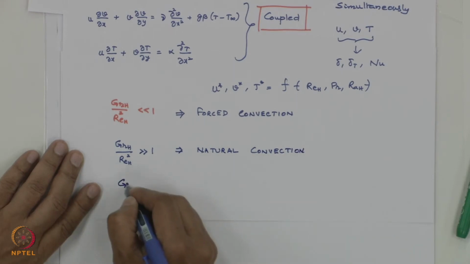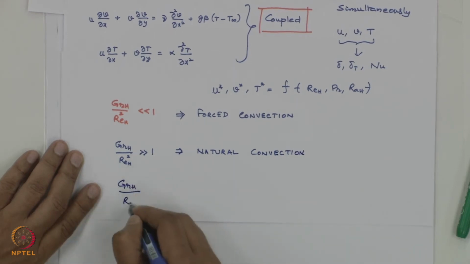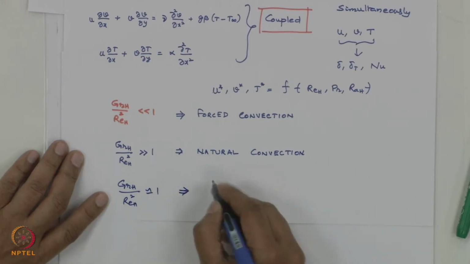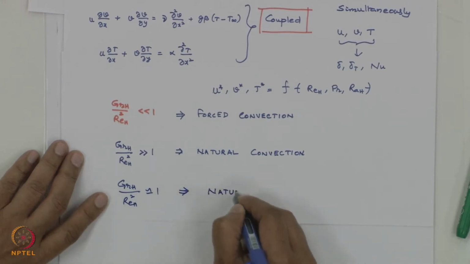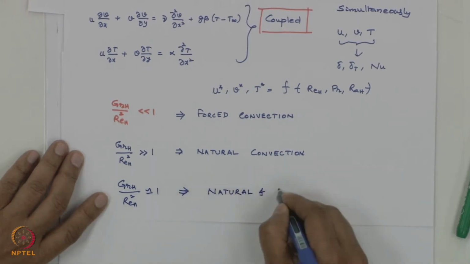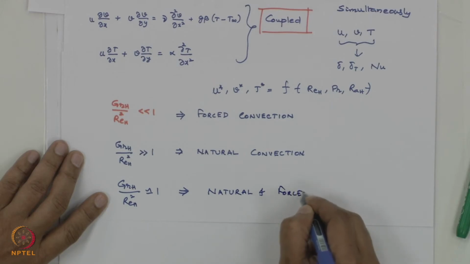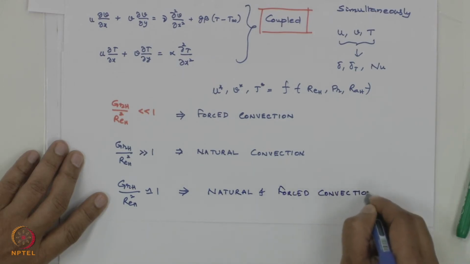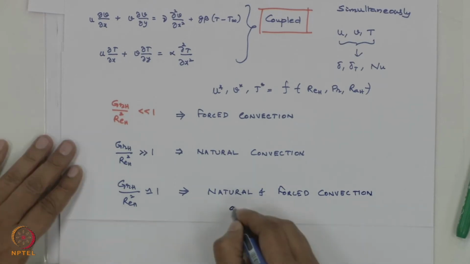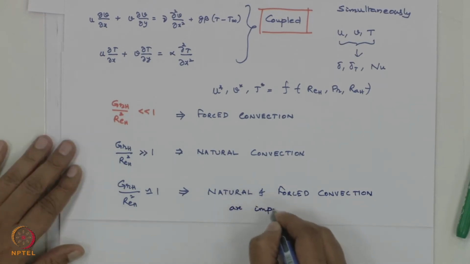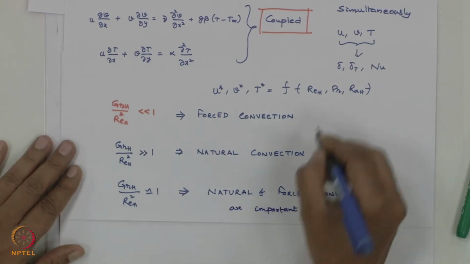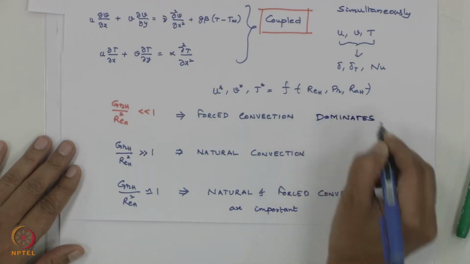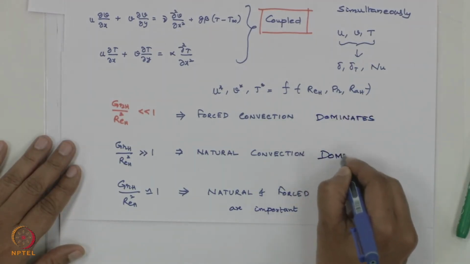And if Gr by Re squared is of the order of 1, then it implies both natural and forced convection are important. Here forced convection dominates, natural convection dominates.